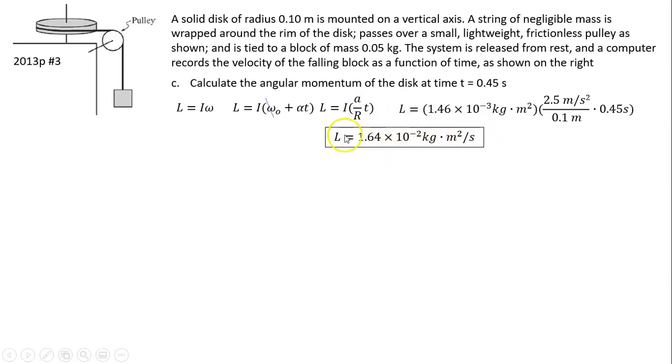Again, your number can be a little bit different because acceleration can be different. Your I would be different.